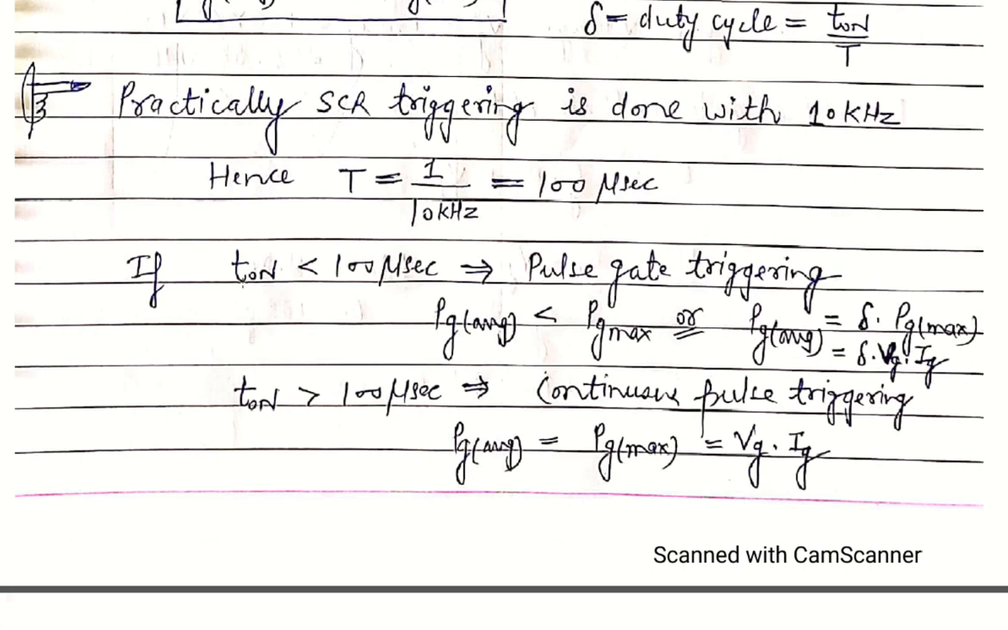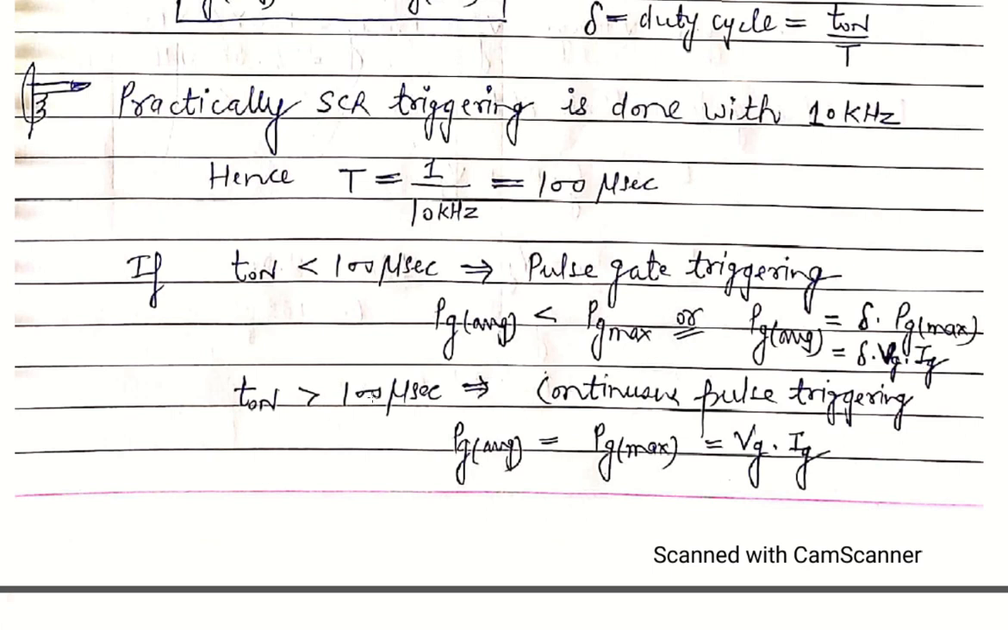So if our T on, which is the turn on time, is less than 100 microseconds, then pulse gate triggering will be there. In the next class we will solve numerical problems regarding this, in which we can see that if the turn on time is less than 100 microseconds, this is the pulse gate triggering method. In this technique, PG average is always less than PG maximum, and it can be calculated using the formula discussed above.